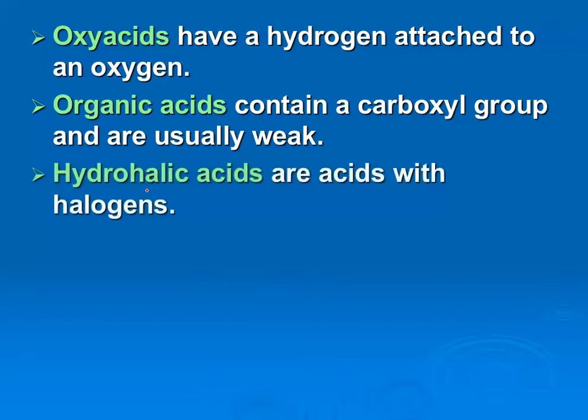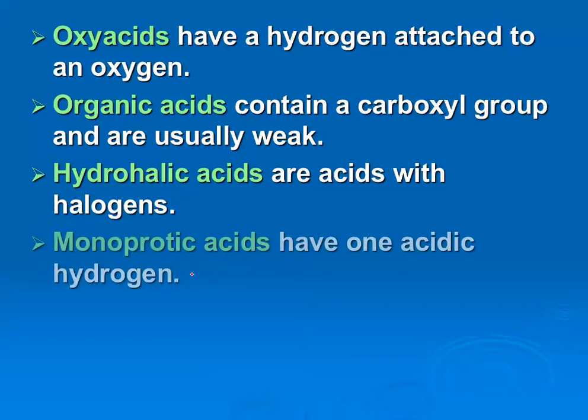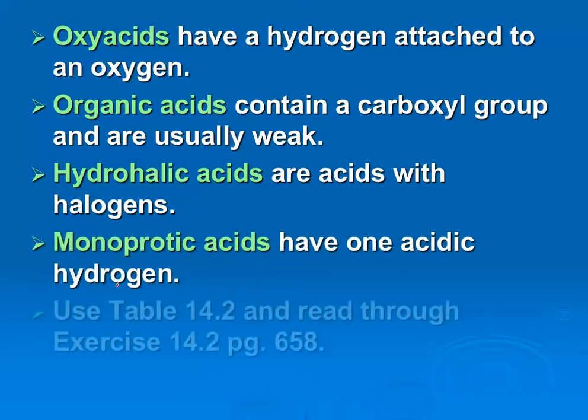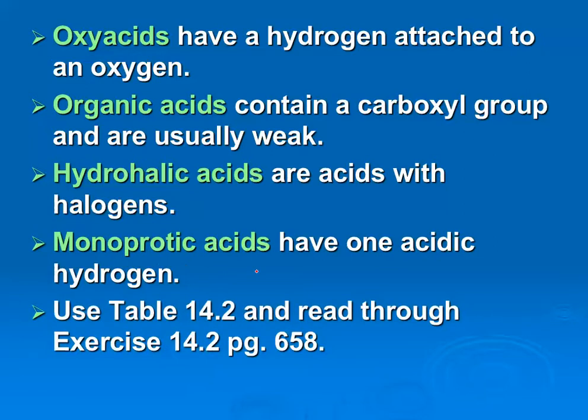They're typically weak. The hydrohalic acids I mentioned before are those that have halogens in them. They're all strong except for HF, hydrofluoric acid. We talked about monoprotic acids and then polyprotic acids. Let me write that in there. Polyprotic means you have more than one hydrogen attached to that anion, and they can pop off in succession.